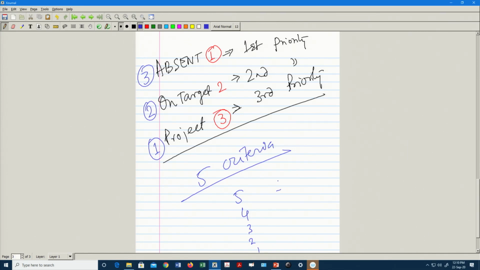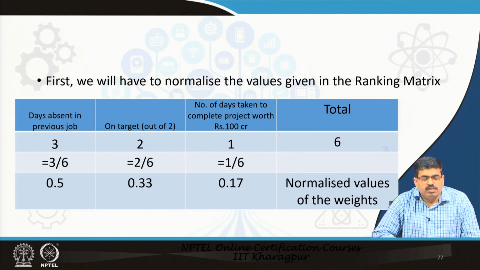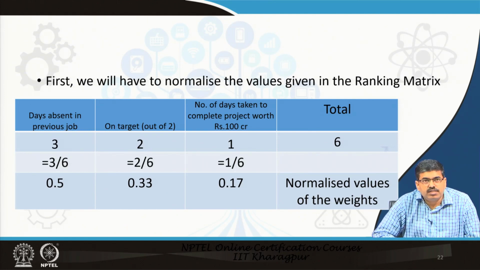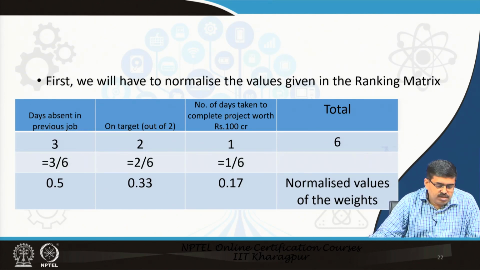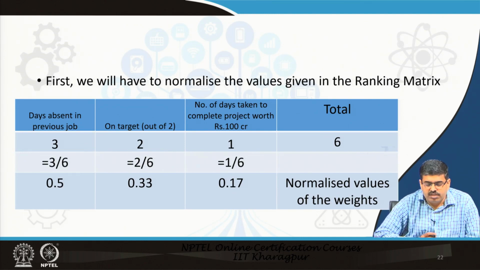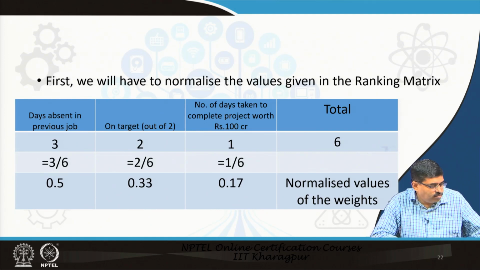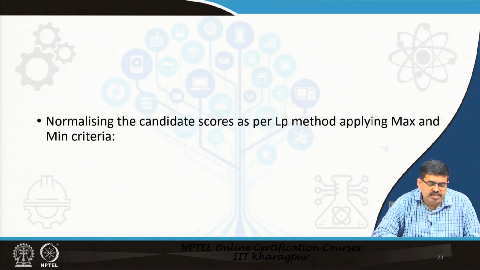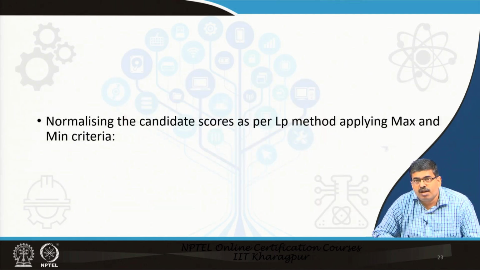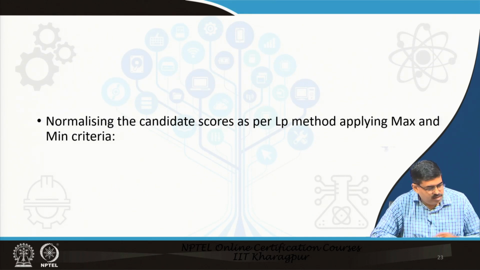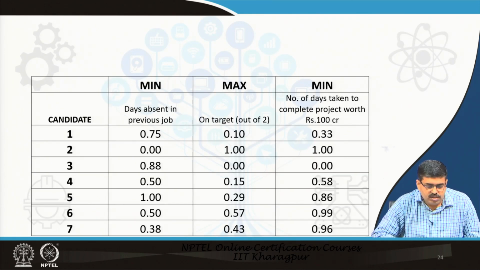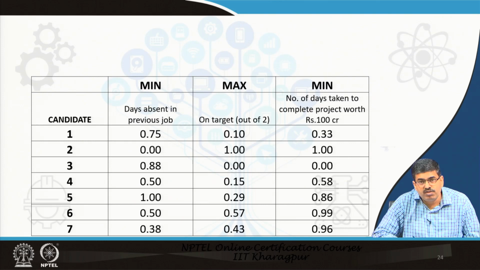Clear? Then we again normalize: 3, 2, 1, total is 6. So, 3 by 6, 2 by 6 and 1 by 6. So, these are the normalized values of the weights. Normalize the candidate scores as per the LP method, applying max and min criteria. Normalization we have already done, so we are not going to do it again, because we already have the table.